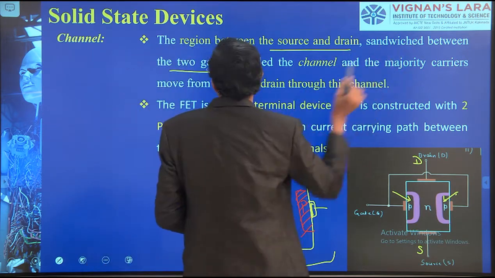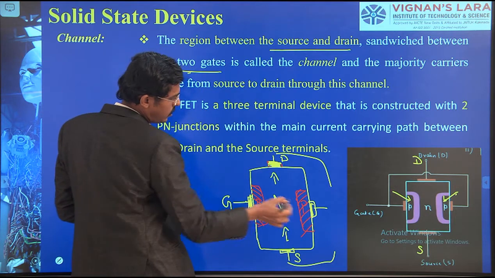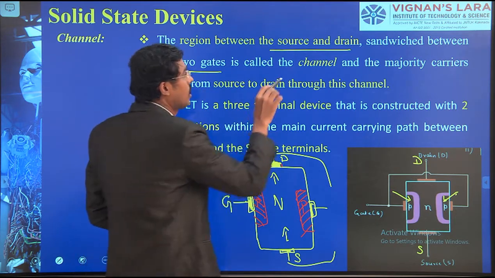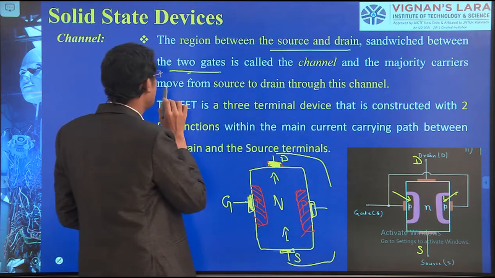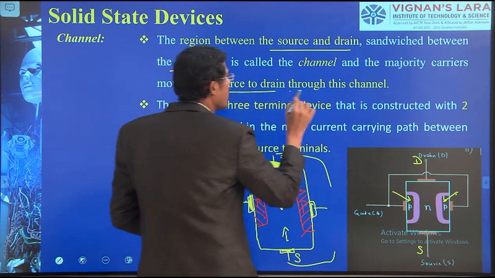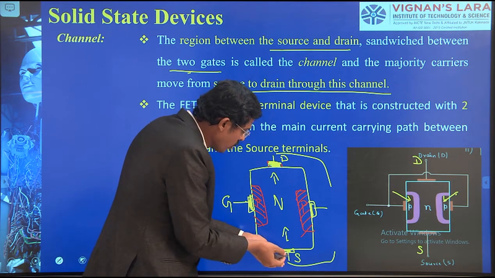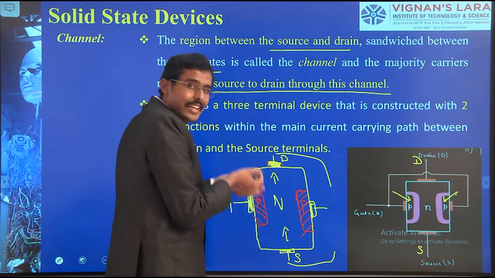Sandwiched between the two gates, this gate and this gate, where doping already happens. The majority carriers move from source to drain through this channel. So majority charge carriers move from source to drain through this N channel.